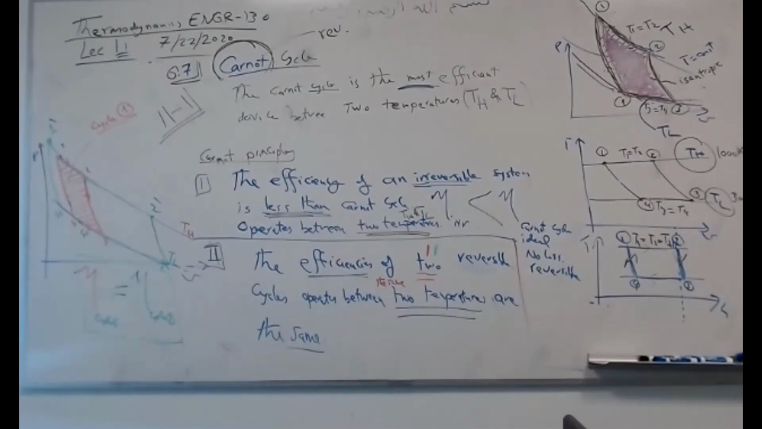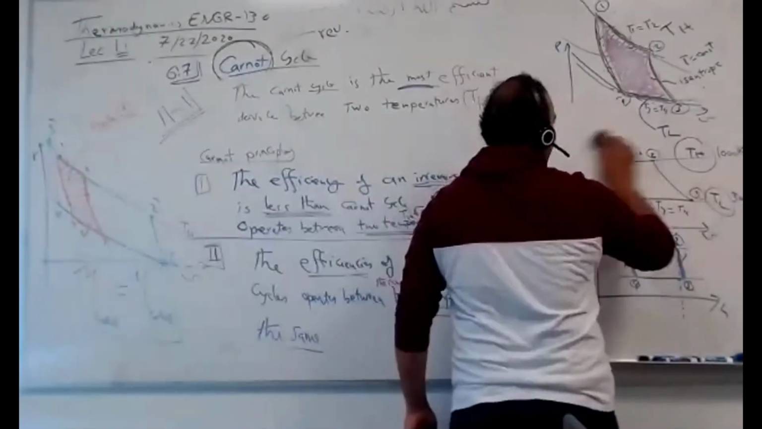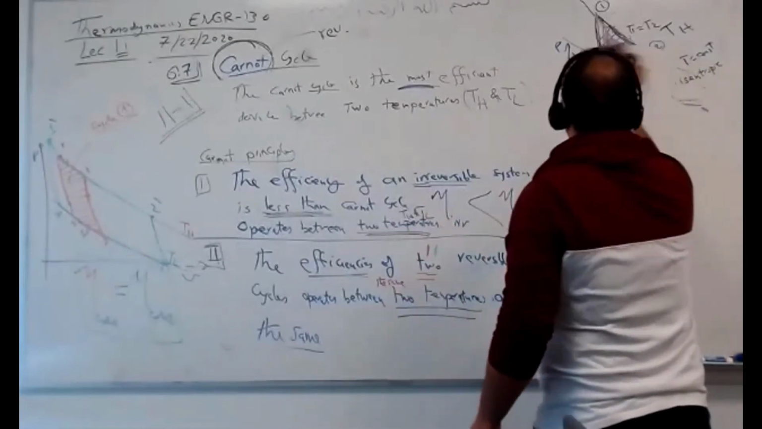Let's draw the same thing in a PV diagram. So let's draw the same cycle in a PV diagram. Let's draw 3 cycles. Represent this and this. How? Look at this.